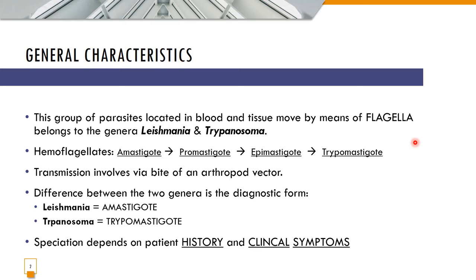So the transmission of all hemoflagellates is via the bite of an arthropod vector. The major difference between the two genera is the primary diagnostic form found in each. For Leishmania, it is the amastigote, and for Trypanosoma, it is the trypomastigote, with the exception, of course, of Trypanosoma cruzi, in which amastigotes may also be found. So to speciate Leishmania and Trypanosoma, this heavily depends on the patient's history and clinical symptoms.